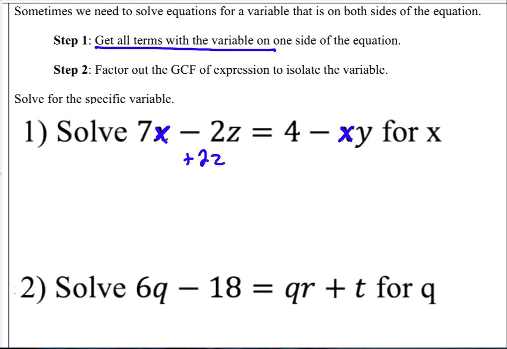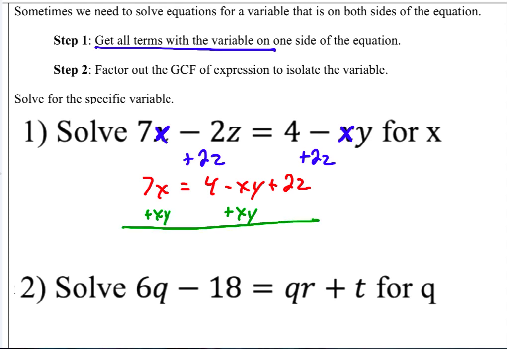So I'm going to add 2z to both sides. All right, so I'm going to add that 2z. So I have 7x is equal to 4 minus xy plus 2z. Then I want to keep getting those variables on the same side, so I'm going to move everything with the x over to the other side. So I'm going to add xy and add xy. So I have 7x plus xy equals 4 plus 2z.